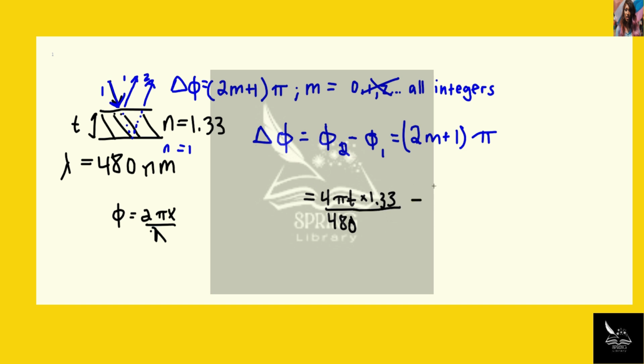Great. And then we need to consider that the first photon might have a phase shift. And indeed it does, because it goes from a low to a high index of refraction. So that means it's going to have a phase shift of pi. And so again, we're going to set this equal to 2m plus 1 times pi.